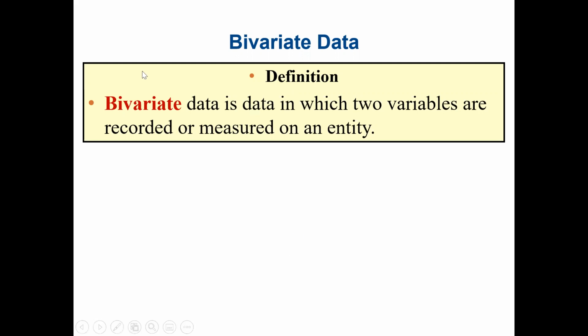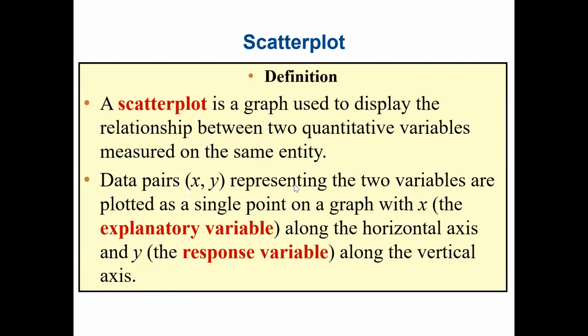Now, previously, we were using univariate data. An example would be the scores of students in the class, let's say scores of a test or exam. So again, bivariate data is data in which two variables are recorded or measured on an entity.